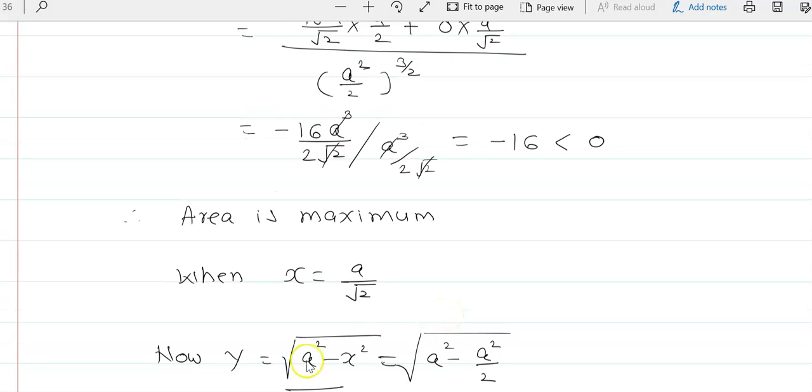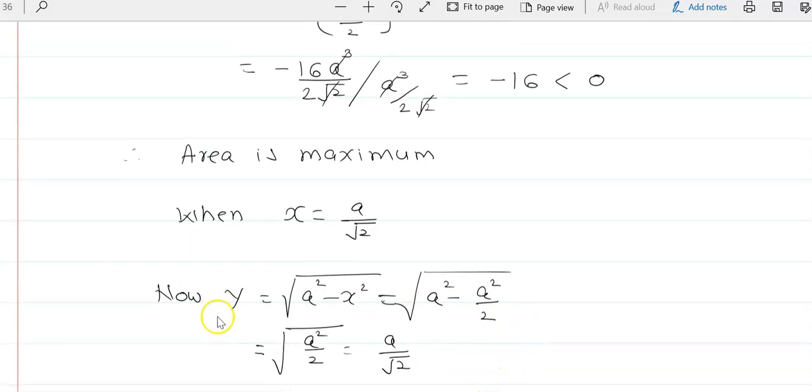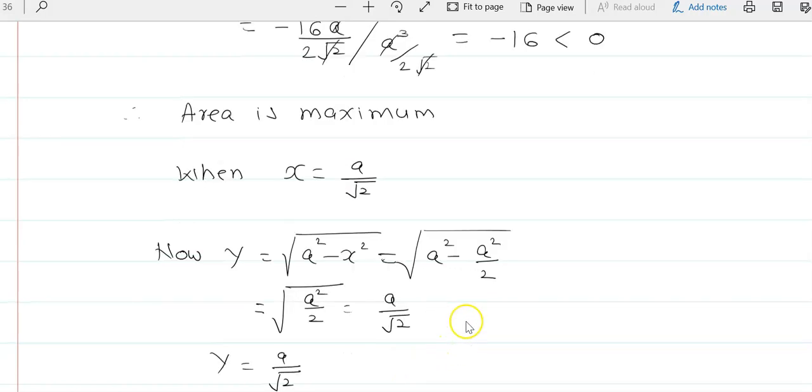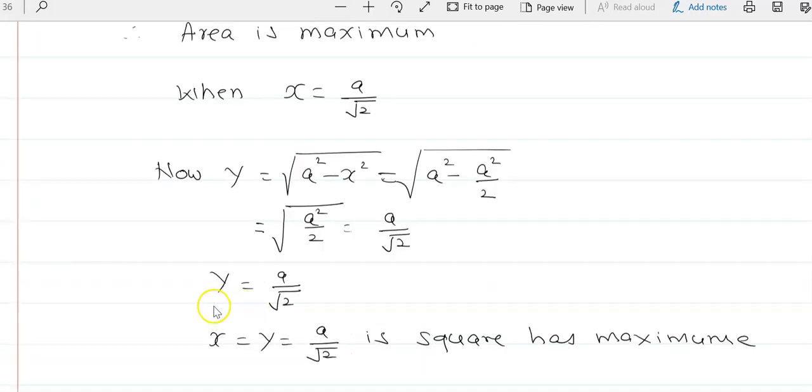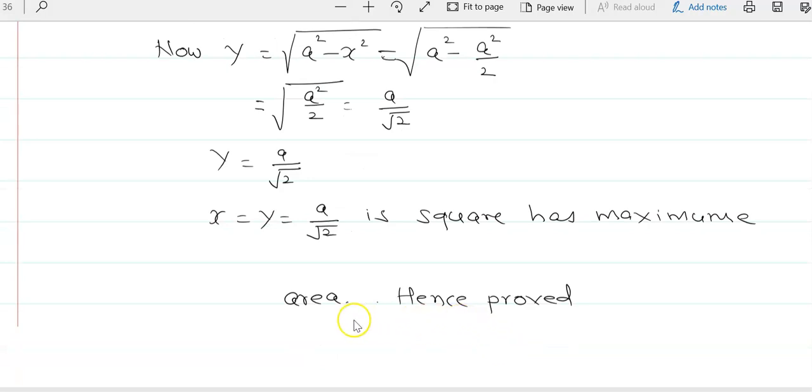Now, what is the value of y? Now, y = √(a² − x²), that is √(a² − a²/2). If we simplify, you will get the value of y is a/√2. Now, it's very interesting here that both the values of length and breadth are equal. That is x = y = a/√2, that is the square has the maximum area, and hence it is proved.